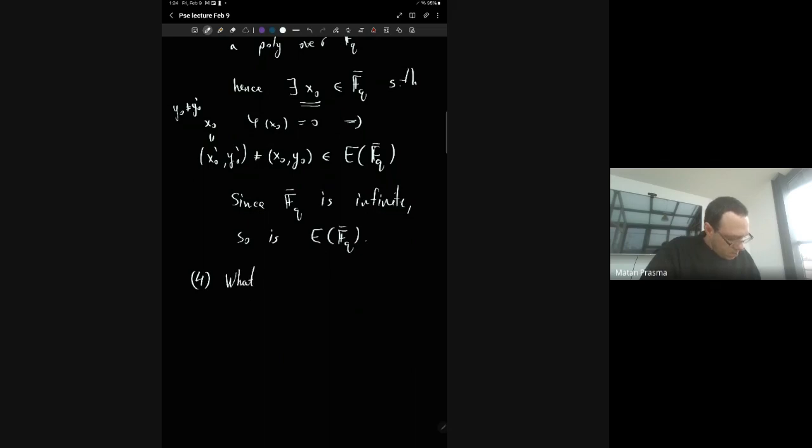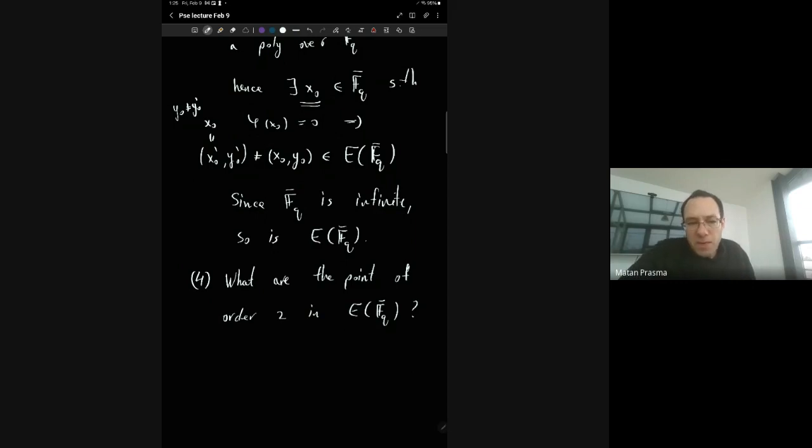So what are the points of order 2 in E of Fq bar? Remember, for an abelian group, a point of order 2 is a point that if you add it to itself, you get 0.